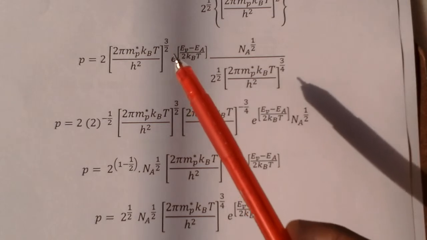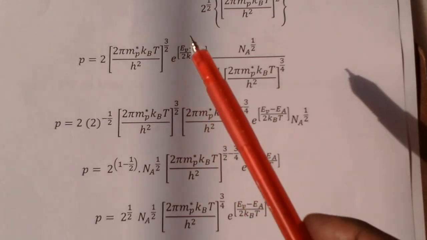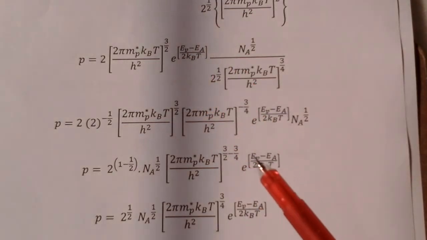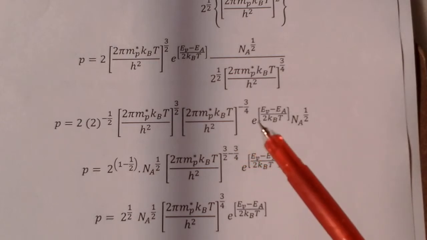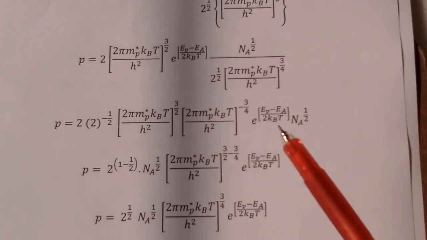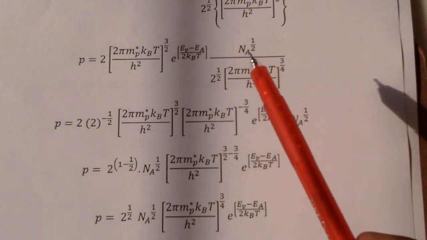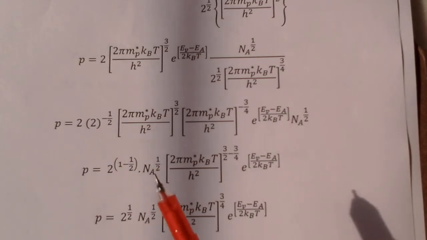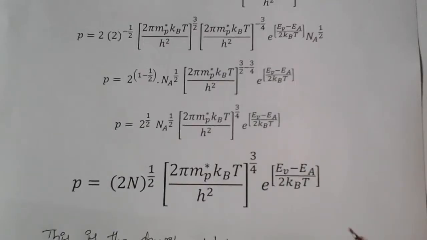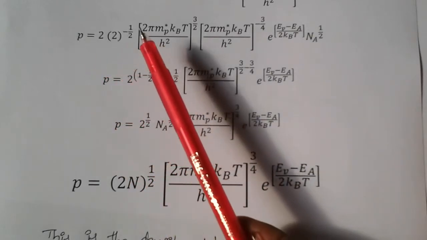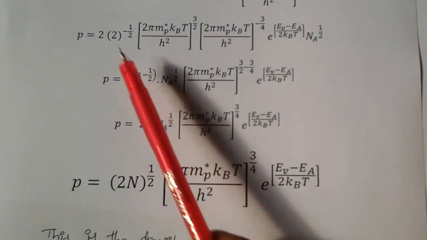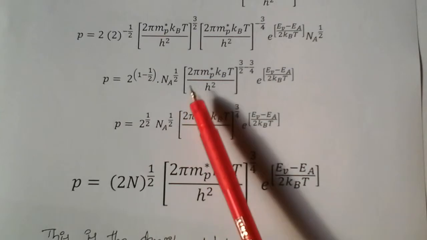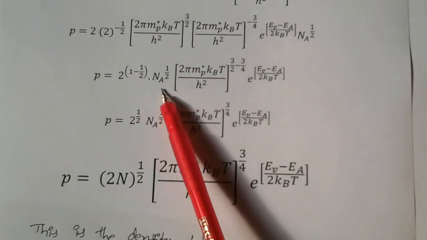So next value, the same value, e power (Ev minus Ea) by 2 kBT. So next I am writing here e power of (Ev minus Ea) by 2 kBT, and Na power 1 by 2, as this I have written. Now what we are doing is 2 into 2 power minus 1 by 2. So 2 power 1 minus 1 by 2. Here 1 is there. 2 power nothing means what? 1. 1 minus this 1 by 2, minus 1 by 2. This Na power 1 by 2 I am writing as it is.